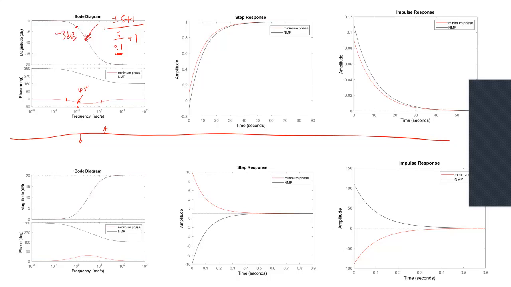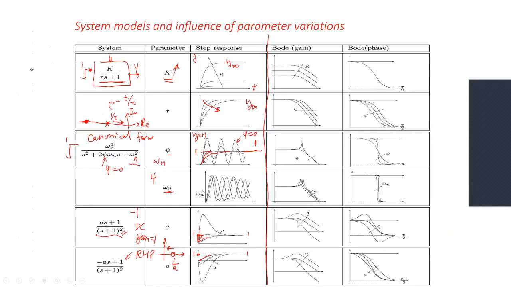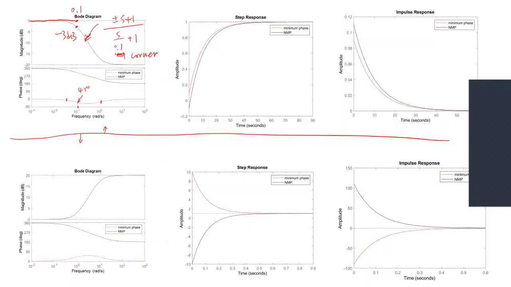So I didn't draw the asymptotes. What is the asymptote? You should draw this one until 0.1, the first corner frequency. This is the corner frequency. Then I'm going to go down, at minus 20 dB per decade. So this is a minus 20 dB.